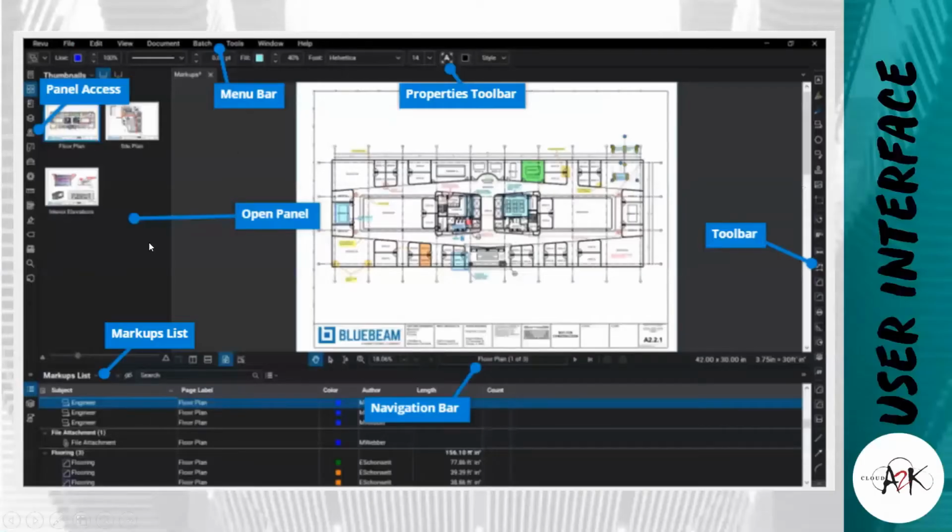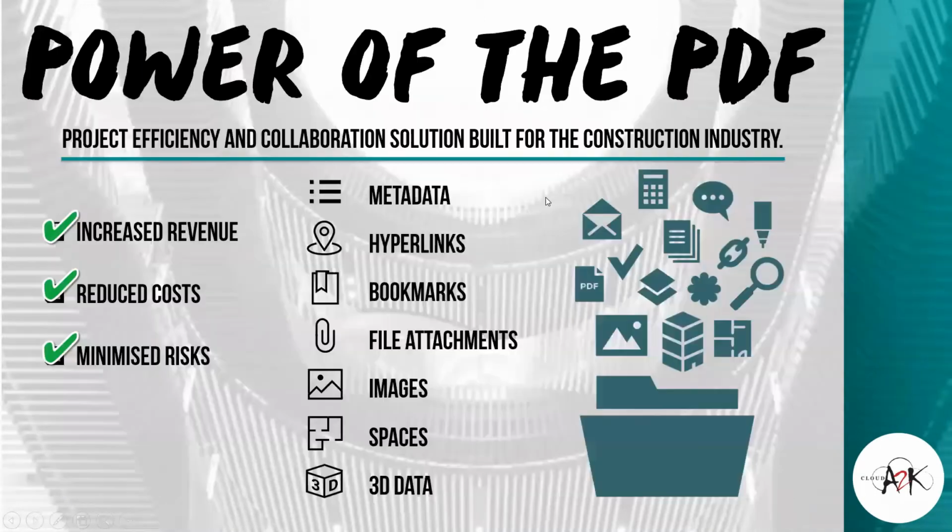Just a little bit about the interface, so I won't go too much on this. We've probably got a variety of people with experience with it, but we do have the panel access on the left, menu bar, properties toolbar, the open panel which you access from the panel access, and your markups list, navigation bar, and toolbars which are fully customizable. The PDF contains all the metadata, so it's not just a soft copy of a drawing. It contains metadata. You can have those hyperlinks, file attachments as well, images and 3D data.